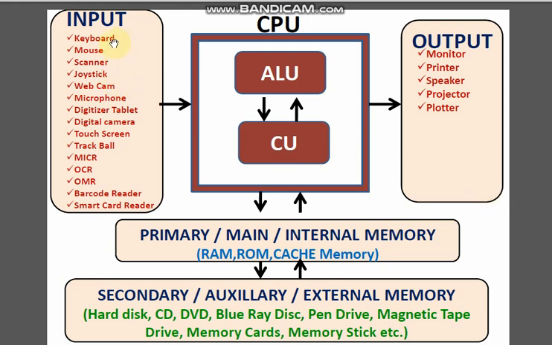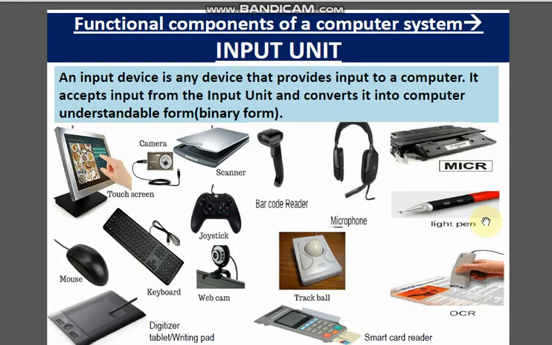So from here, the different input devices which we have, functional components of a computer system, in this input unit. An input device is any device that provides input to a computer. It accepts input from the input unit and converts it into computer understandable form, that is binary form, which the computer understands. What are the examples?